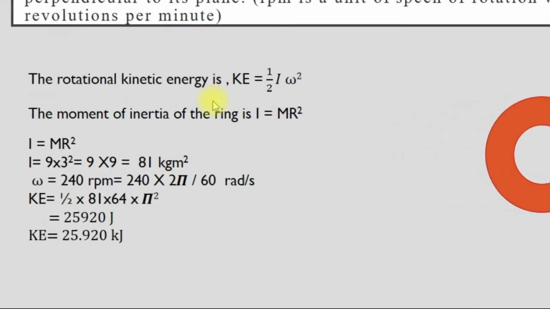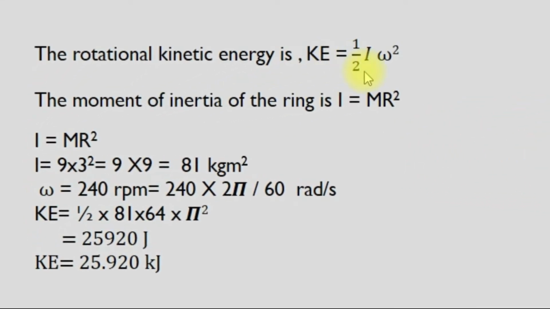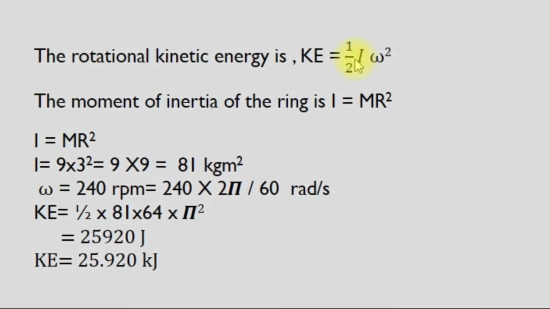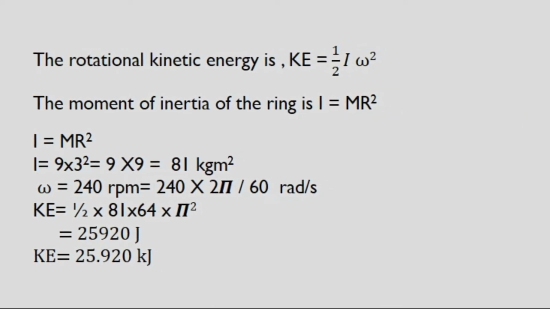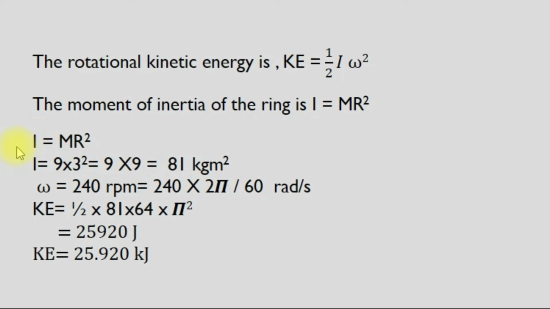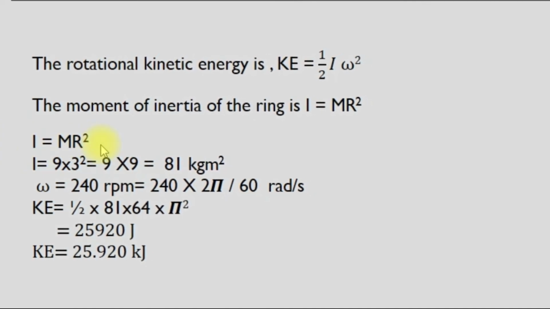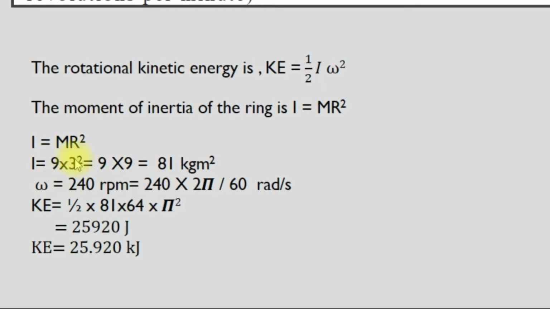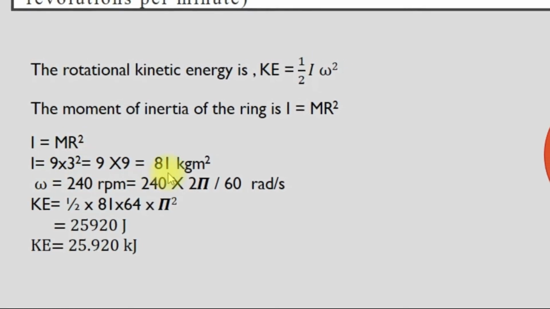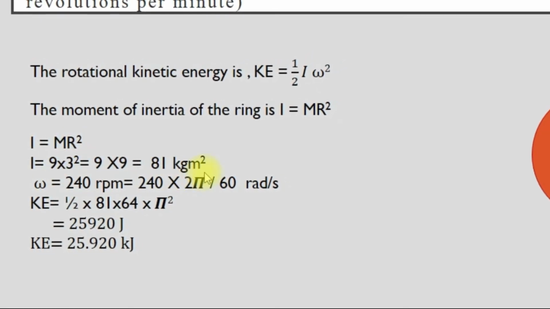So the rotational kinetic energy is given by KE is equal to half I omega square. I value is mr square for a ring. This is also found from the tabular column. So I is equal to mr square. First let us find this value. So I is equal to m value, r value, substituting and multiplying, you get the value as 81 kilogram meter square.